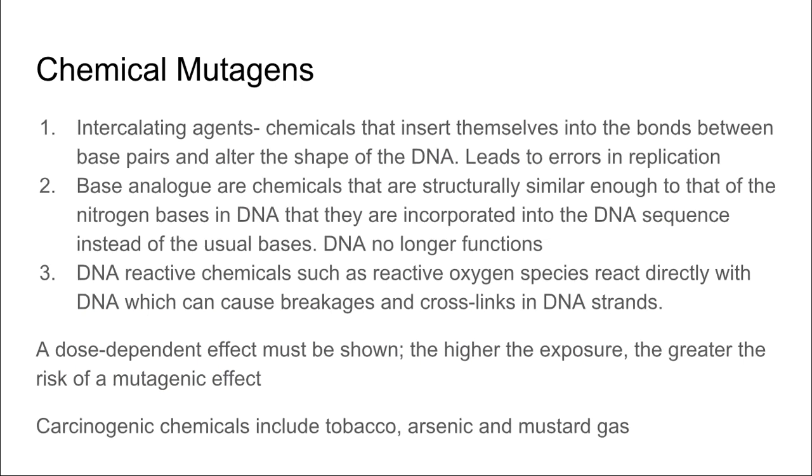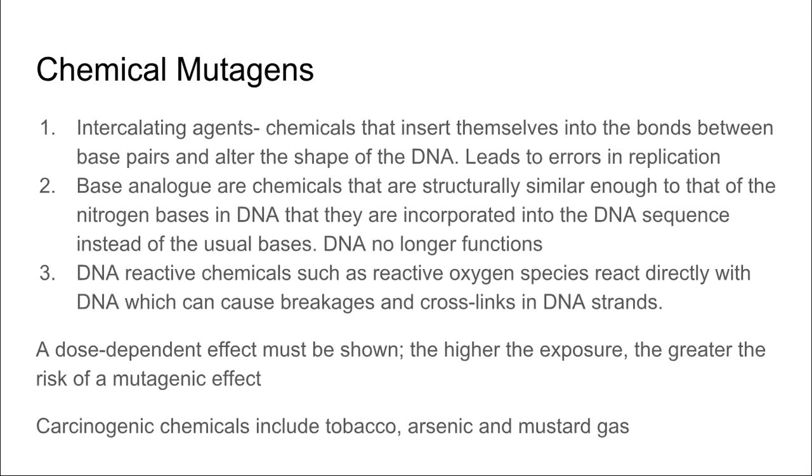We then have mutagens. Chemical mutagens can be a few different chemicals that affect the sequence of DNA. We can have intercalating agents, which alter the shape of the DNA by inserting themselves in between the bonds. We can have base analogues, which are chemicals structurally similar to the bases in DNA, so they're incorporated, but because they're not nucleotides, the DNA no longer functions. And then we have DNA reactive chemicals, which can react directly with the DNA and cause breakages or cross-links.